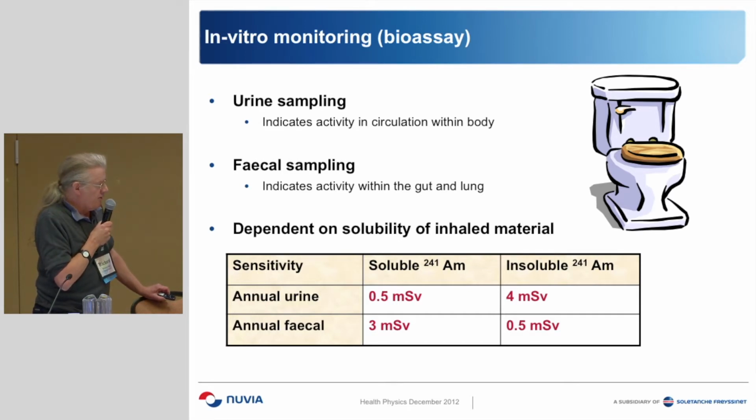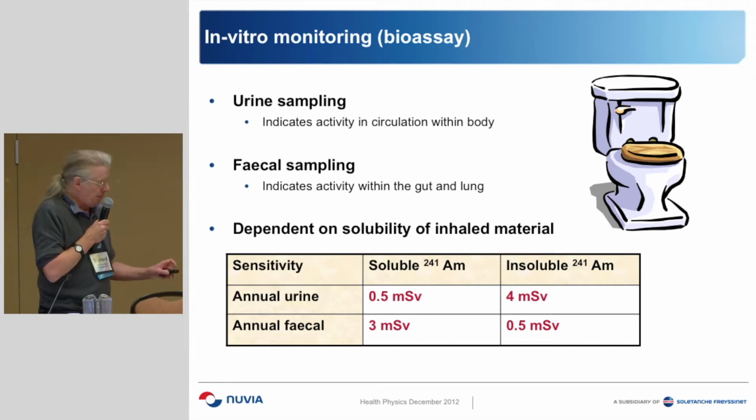If you've got insoluble material, then fecal sampling starts to become the more sensitive means of detection, whereas if you've got stuff that's moderately soluble, then you're better off with urine sampling.